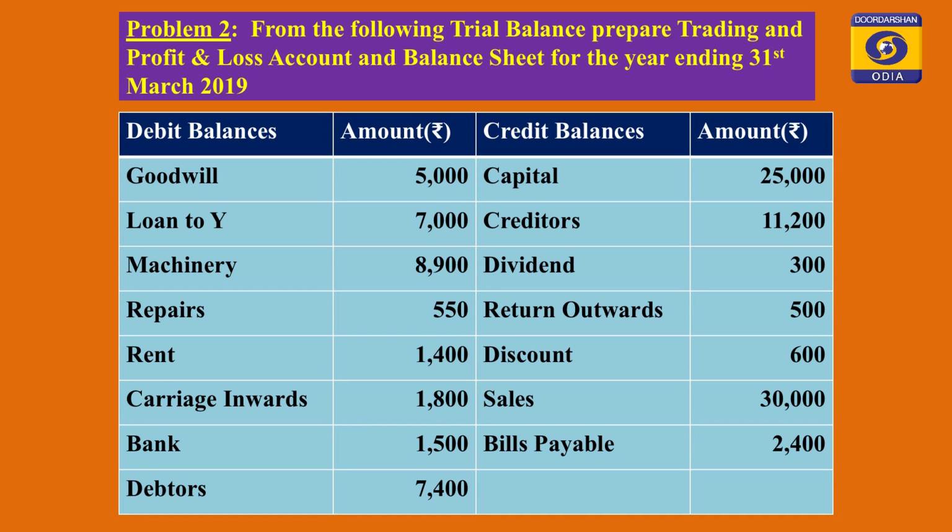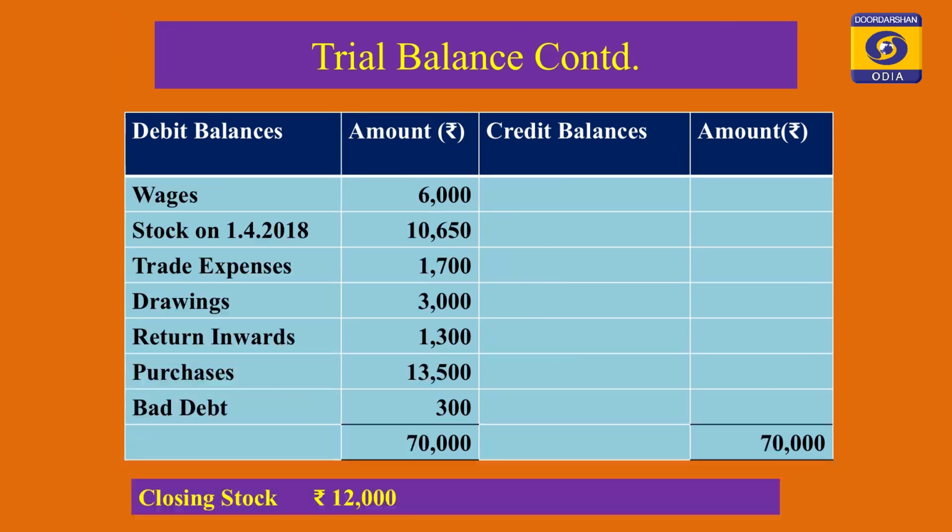Then next item we have is machinery 8,900. Next we have repairs 550. Next item we have is rent, that is 1,400. Then we have carriage inwards, that is 1,800. Then we have bank 1,500. Next item on the debit side we have is debtors 7,400. Let's move on again to more items on the debit balances.